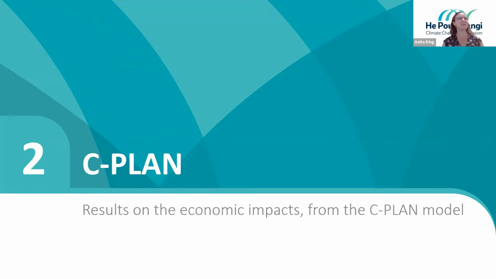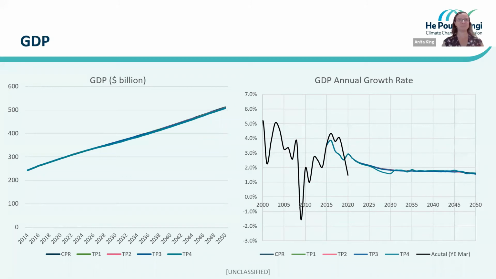Okay, so first of all, GDP. Now you'll see on this left-hand graph a line of the projection, not the forecast, the projection of GDP by the model from 2014 up to 2050. Believe it or not, there are 5 lines on this graph. They are so close together that they are very much overlapping. You can just maybe make out faint different colors there, depending on how good your screen is.